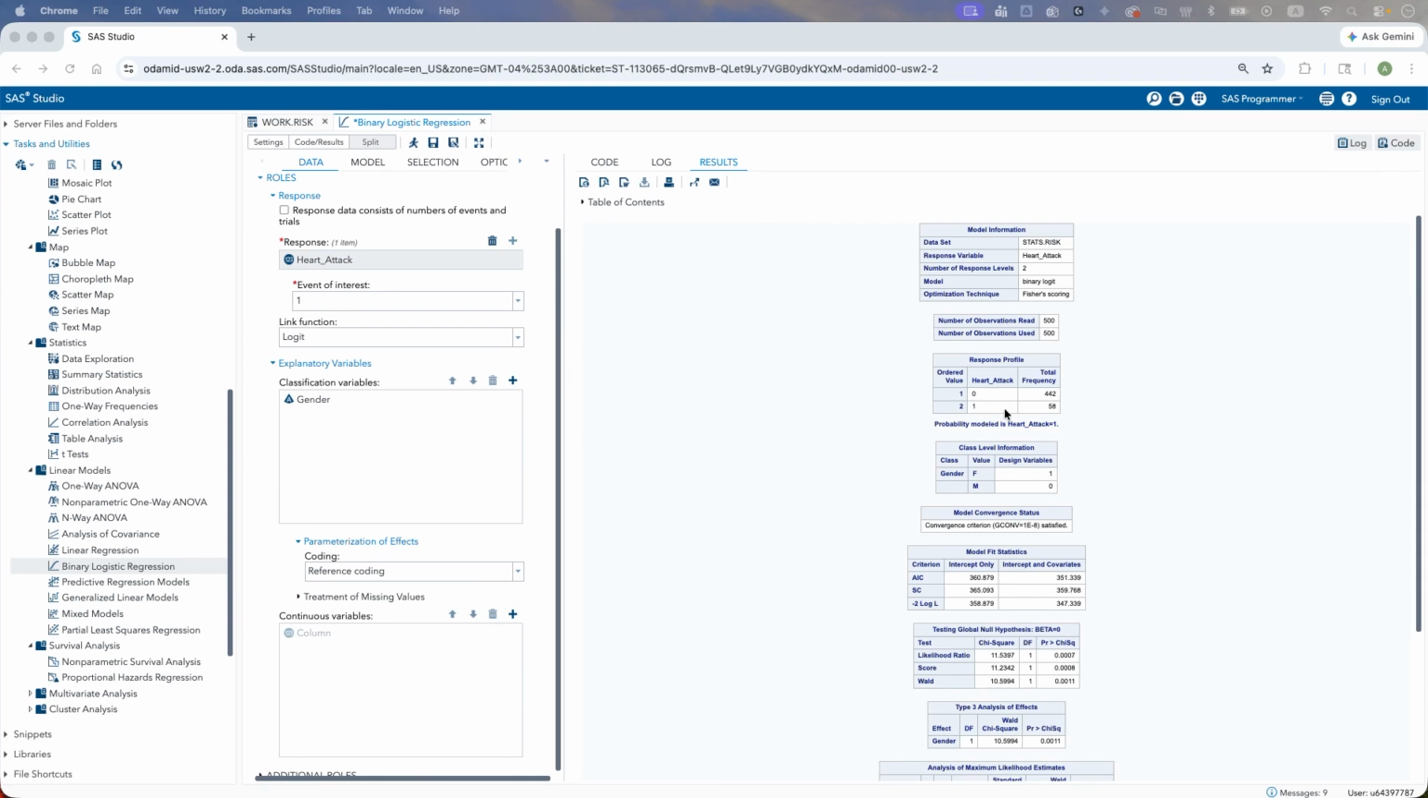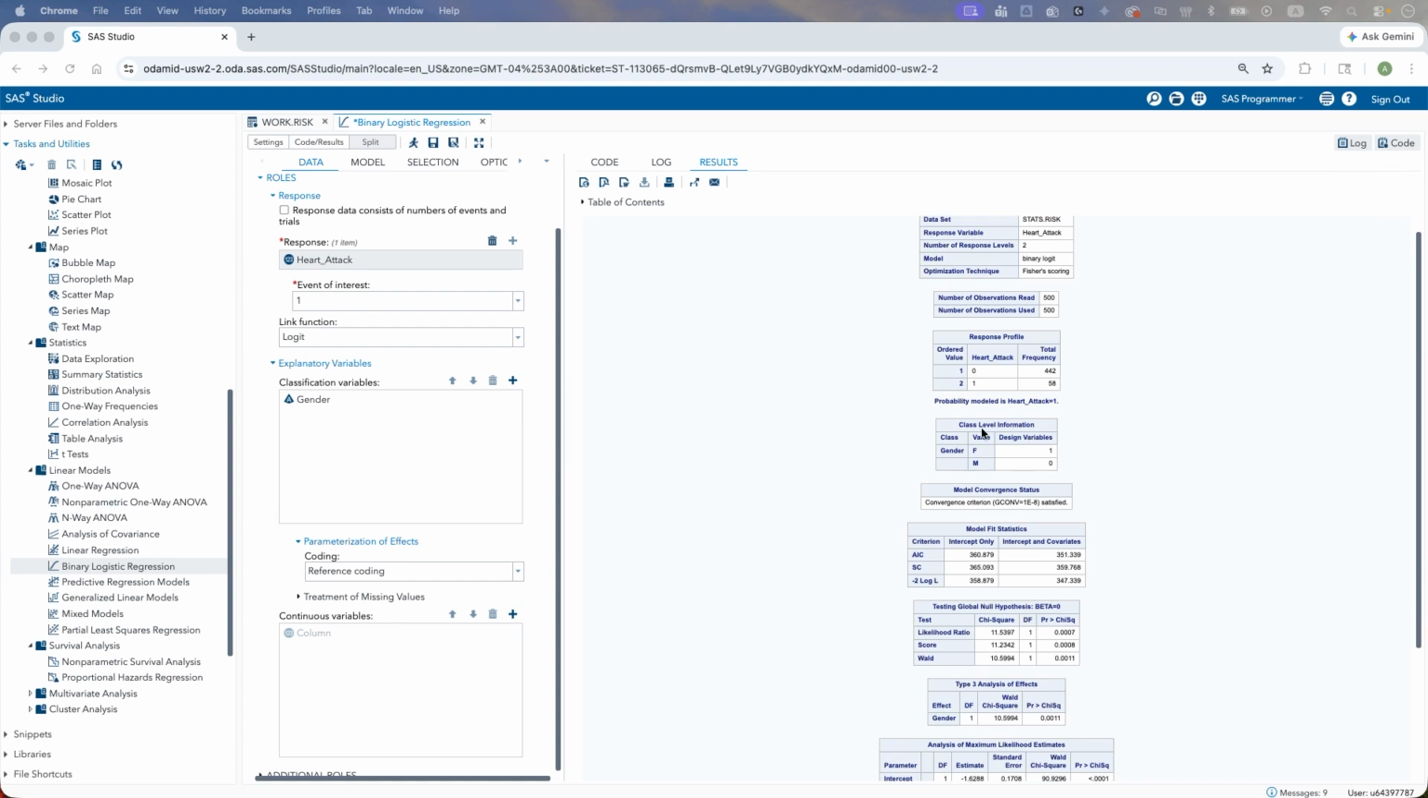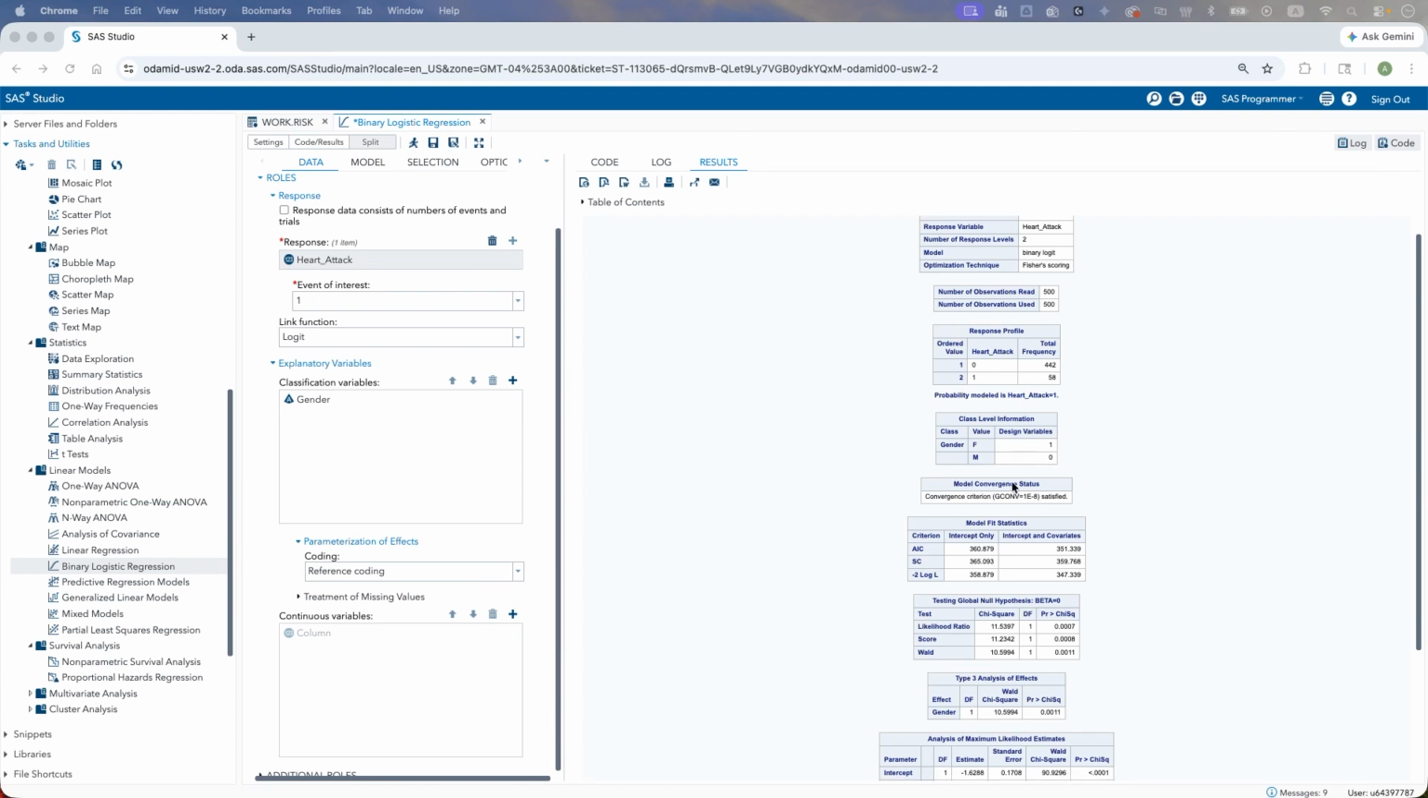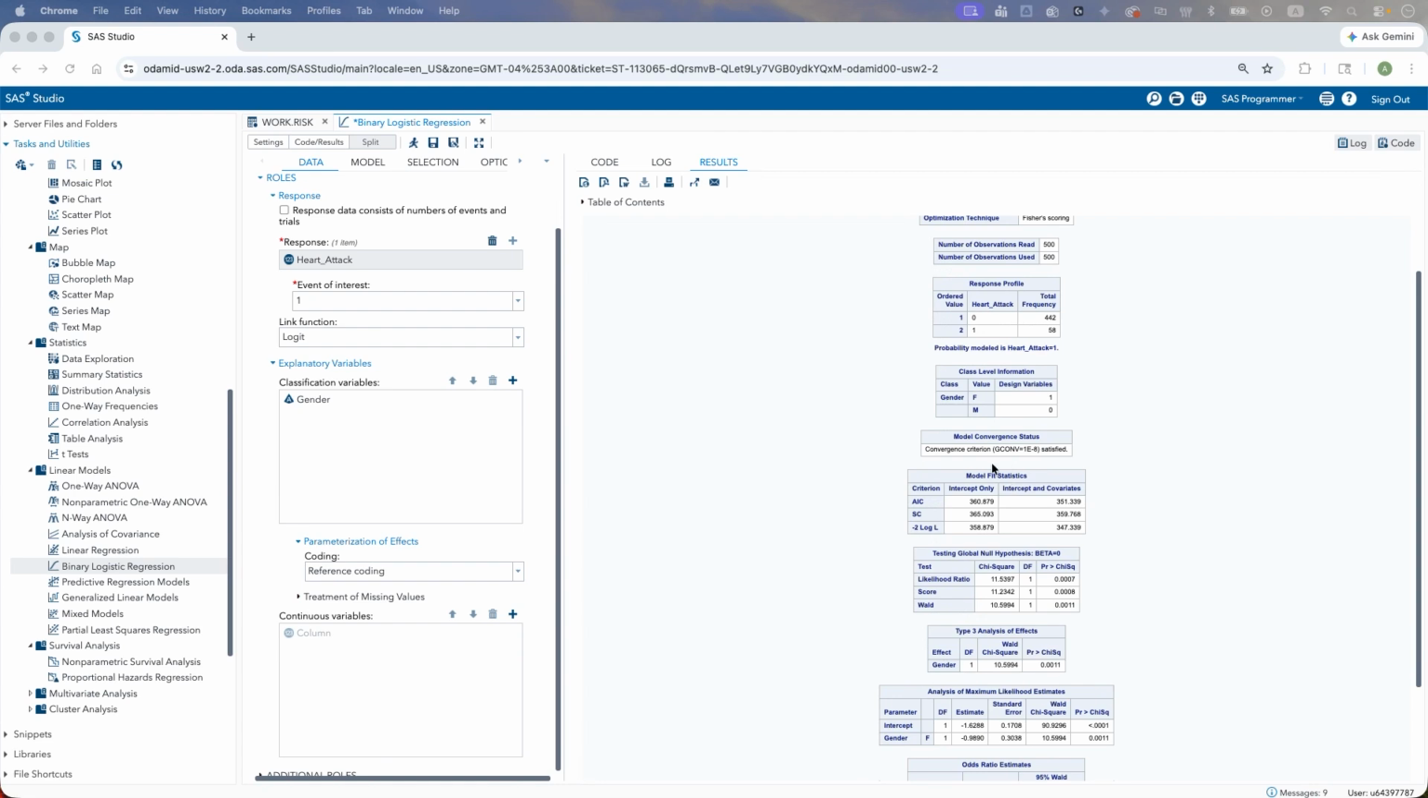58. The class level information: we have the female takes the value 1. The male takes the value 0, which is the reference category, because this is alphabetical order. The last one in the alphabetical order takes the value of 0, which is the reference category. Then the model convergence status, this has to be satisfied, so we are good. So this is done, mathematically it works.